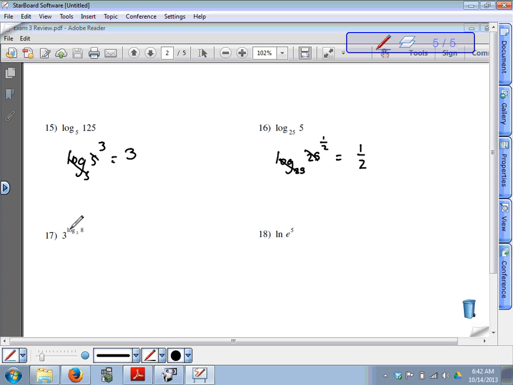Number 17, log base 3 is an exponent with a base of 3. Those are inverses of each other, so those cancel out, leaving an 8. Natural log cancels out a base of e, so the answer is 5.